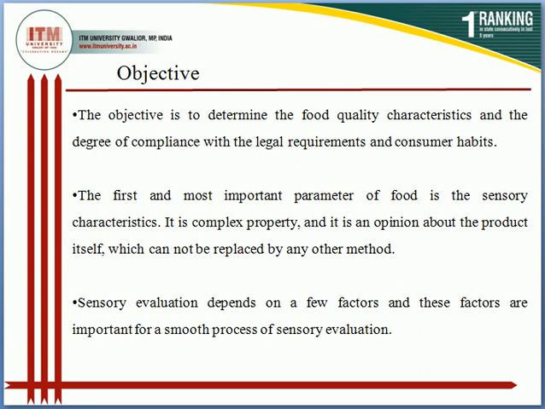The second point is that the first and most important parameter of food is the sensory characteristics. You all know about this. This is the main parameter of a particular food, whether a new product or a modified product. So the main factor is sensory evaluation only. If the consumer will not accept the product, then how can we process it commercially?